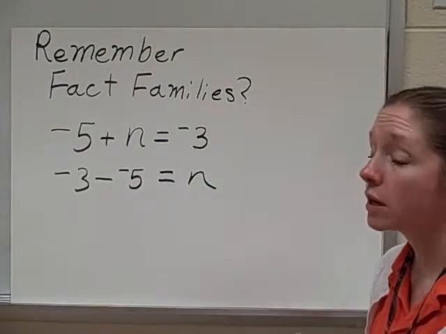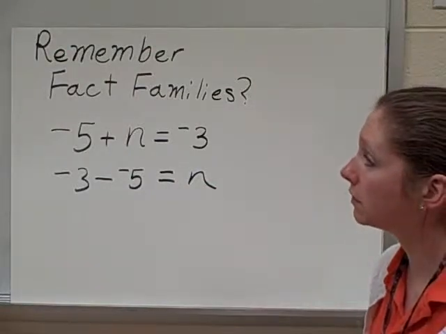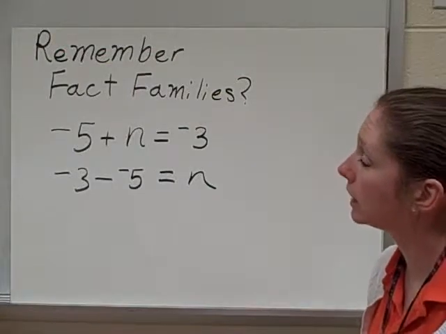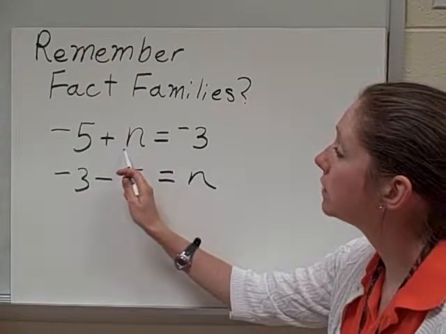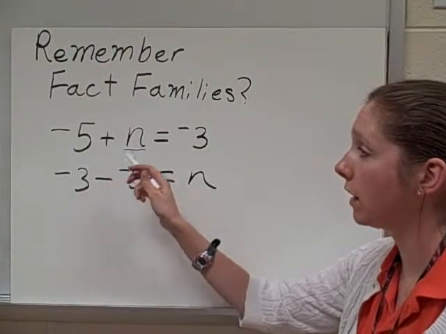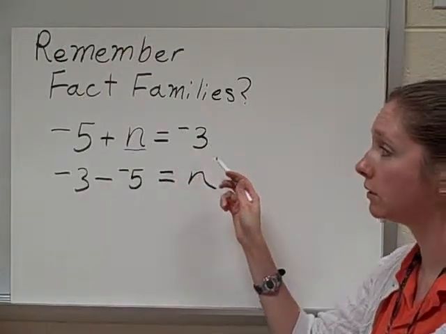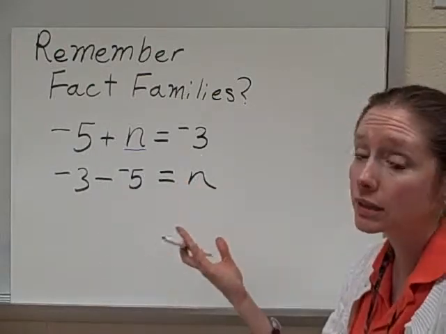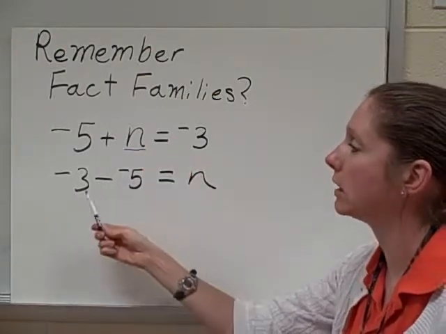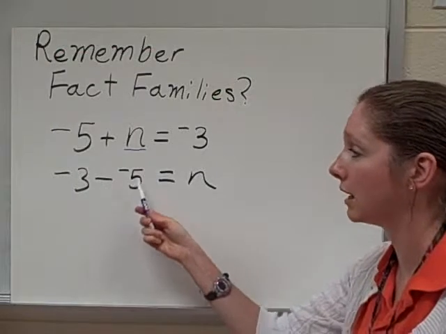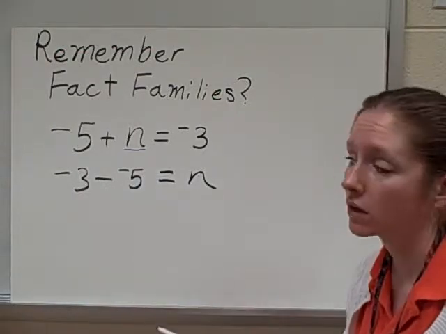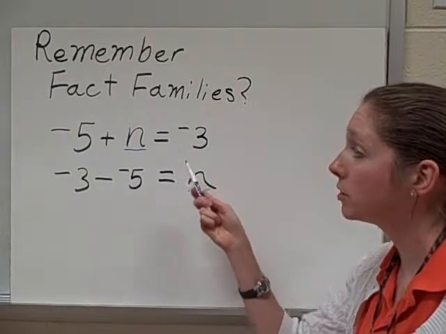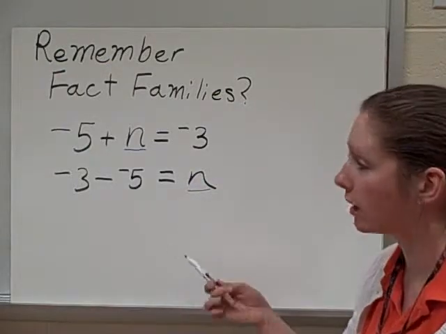Remember when we were talking about integers, we did something called fact families. And some of our fact families had a variable in them, like an n. So remember that if you see something like this, negative 5 plus n is equal to negative 3, we did some rearranging, and we know that's the same sentence by fact families as negative 3 take away negative 5 equal to n. So we're going to focus on one-step equations where we solve for n, but I want you to keep these fact families in mind.